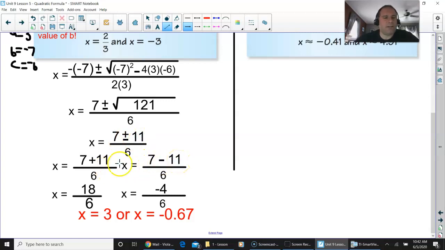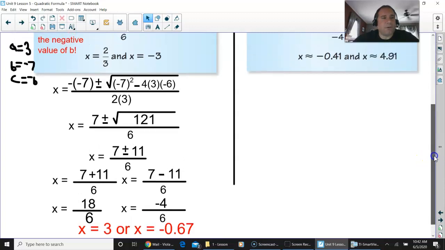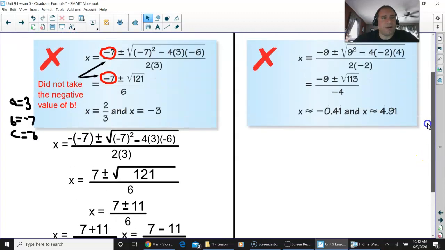You divide each side by 6, and you get 18 divided by 6, x equals 3, and x equals -0.67, which is -2/3, and I like to put it in decimal form. And that's basically it for that question. The error was right up there.